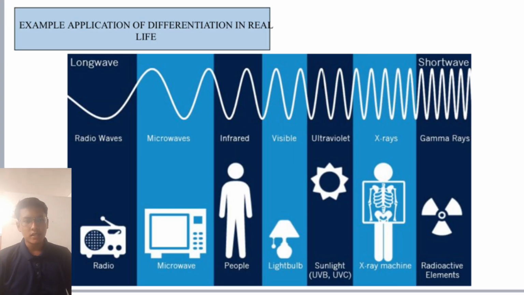And this is another example of application of differentiation in real life, which is waves. From long waves, from radio waves to gamma rays, which have a really short wavelength. And this shows the differentiation of waves from long to short wavelength.